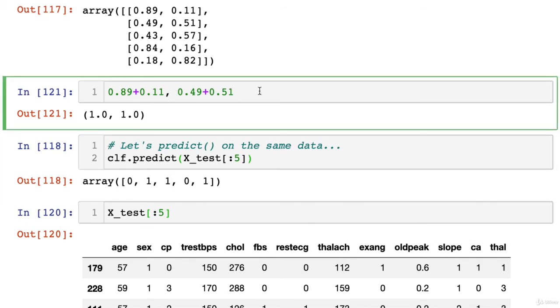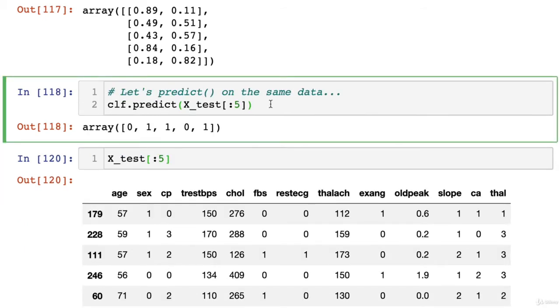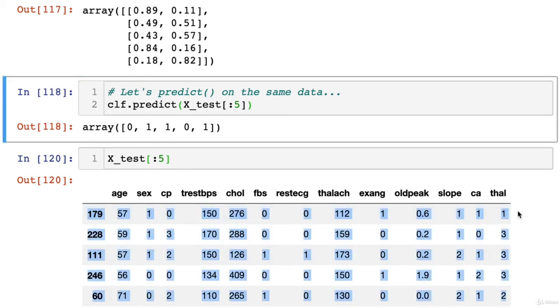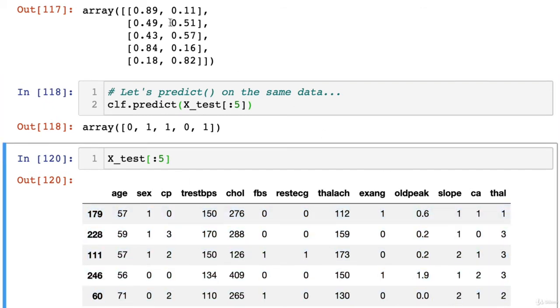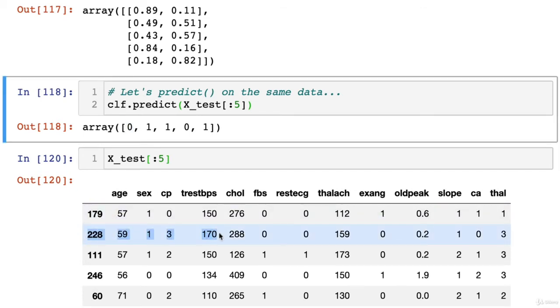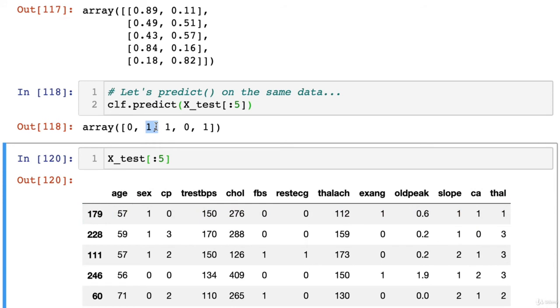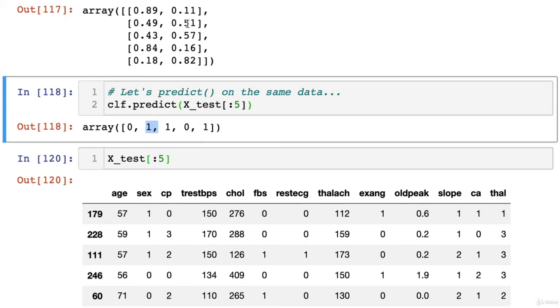0.11. That's the maximum probability. So what it's saying is that this sample has a 0.89 probability of the label being 0. And the next sample here, which gets the label 1, has a 0.51. So only just slightly does that have a probability of being label 1. So that's why it's assigned 1. When we call predict, we force the model to give us back one label.